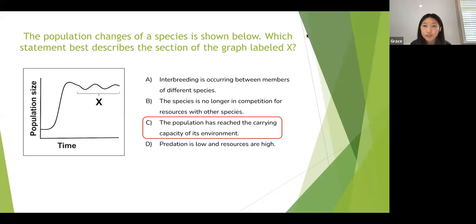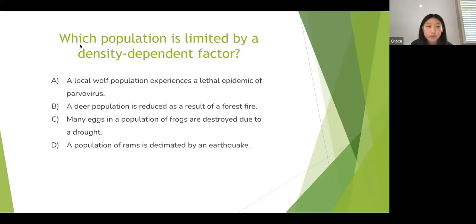You are correct. Let's take a look at the next question. Which population is limited by a density dependent factor? A, a local wolf population experiences a lethal epidemic of a paravirus. B, a deer population is reduced as a result of a forest fire. C, many eggs in a population of frogs are destroyed due to a drought. Or D, a population of rams is decimated by an earthquake.